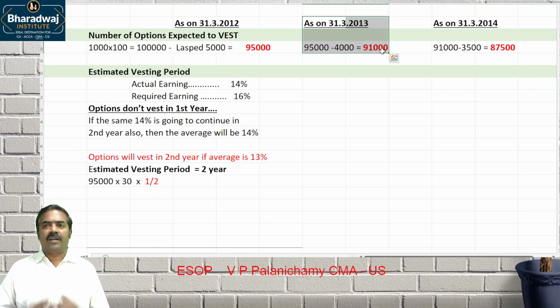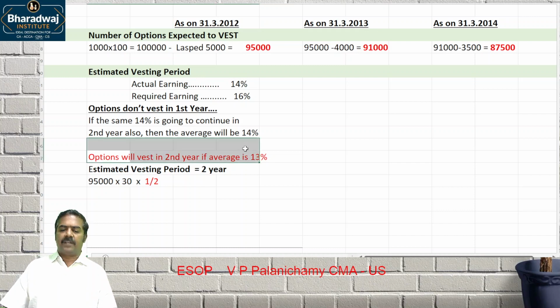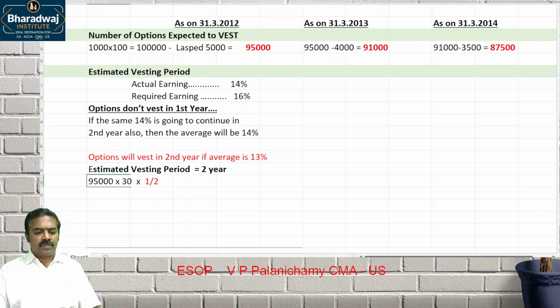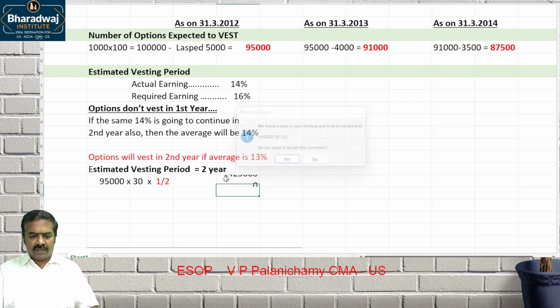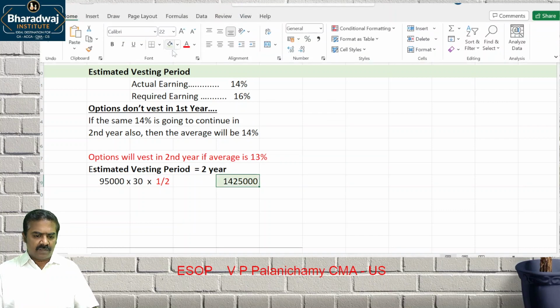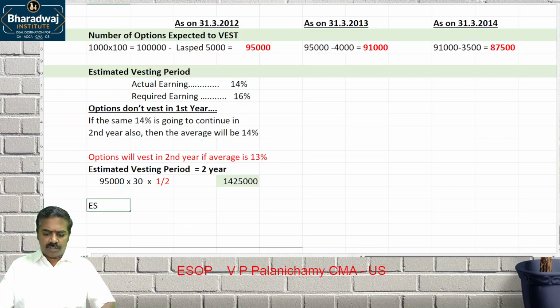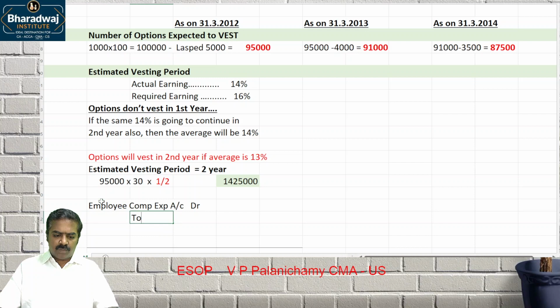When will I come to know that the option will vest only in the next year? Only on 31st March 2013 I will come to know. But as on 31st March 2012, the estimated vesting period is 2 years. So I will create a provision based on this. 95,000 into 30 into 1/2. This is the provision that we will create, 14,25,000. The journal entry I will pass for this will be employee compensation expenses account debit, to which one? ESOP outstanding account. How much?